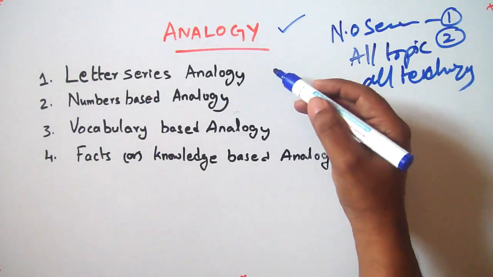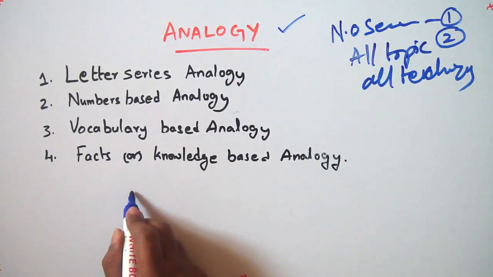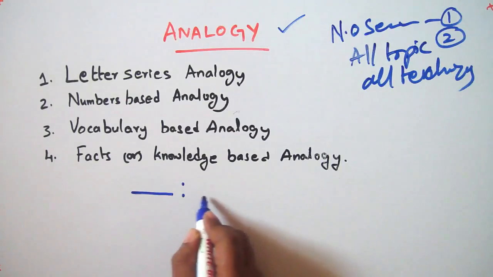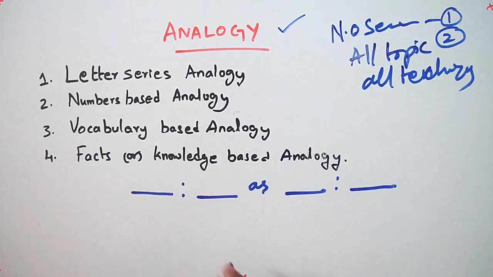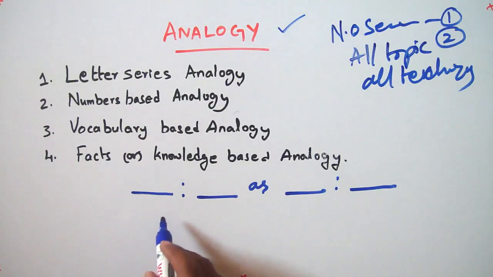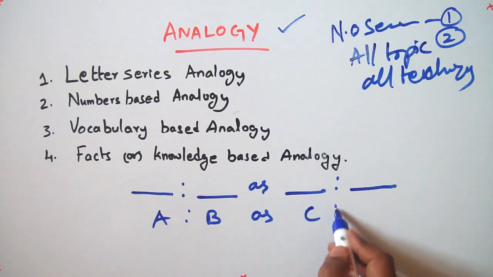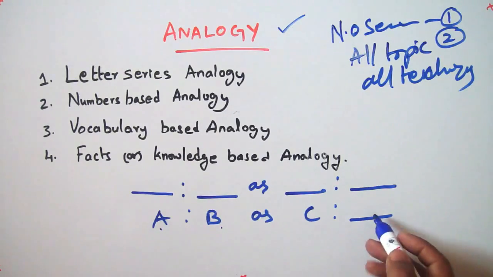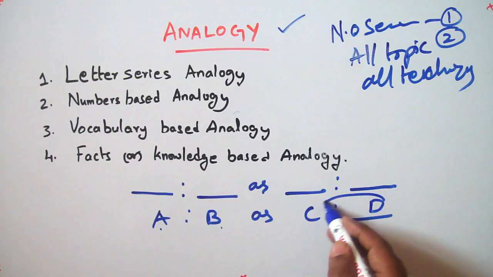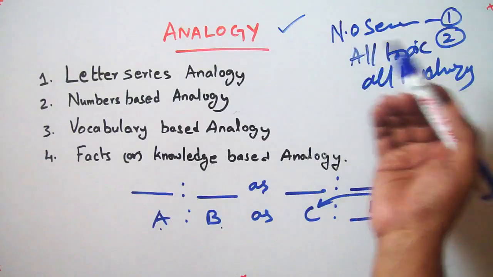See friends, if you come to analogy, what is analogy? Analogy is given, it is said that blank is to blank as blank is to blank, or if A is to B as C is to dash. B comes after A. In the same way, D comes after C, friends.